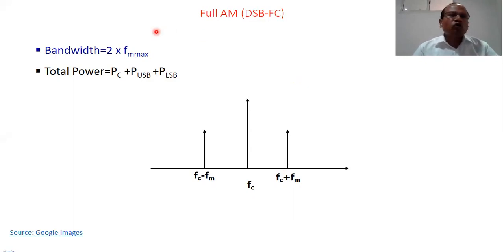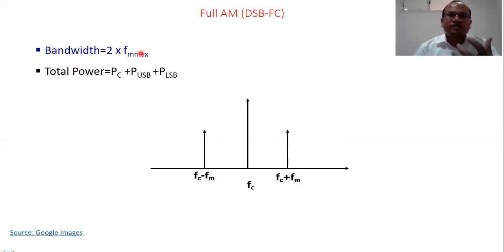How do we calculate the bandwidth of DSB-FC? 2 times the maximum modulating signal frequency. Here it is FM. So 2 times FM, because FM is the bandwidth of one sideband, but we are sending both the sidebands, and therefore the total bandwidth required in an AM signal is twice the bandwidth of one sideband. Clear? So that is about bandwidth.